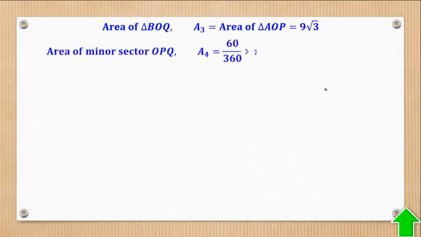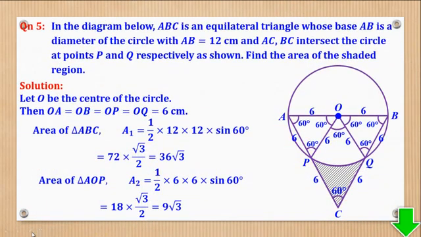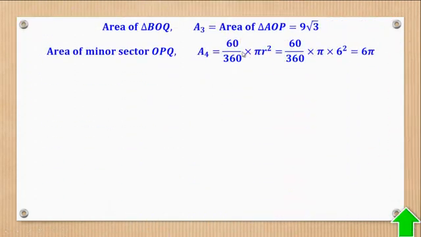What about the area of the minor sector OPZ? Let's just see the sector. The minor sector is this. There's this angle and the radius is 6, so it means this angle over 360, which is 60 over 360, times the area of the circle, which is pi r squared. So that is where this came from. You end up with 6 pi.